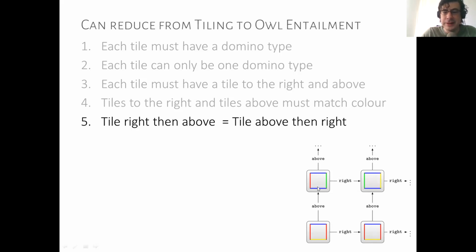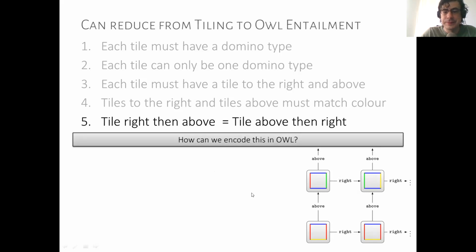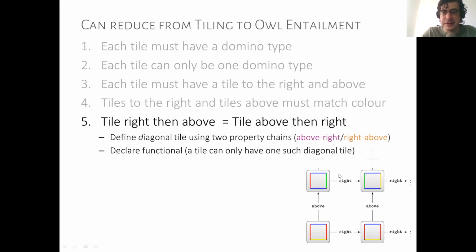Well, we can define chains. We can define essentially this new relation, which is diagonal between these two tiles. How can we encode this in OWL? We can encode it using property chains. We can say that diagonal is a property chain of above and right, and that diagonal is also a property chain of right and above. So we define the two ways that we can get to diagonal, and then we declare diagonal to be functional, which means that a tile can only have one diagonal tile like this. So it can only have one tile right and above, or one tile above and right. This gives us the diagonal part here.